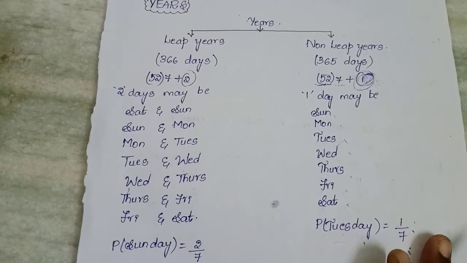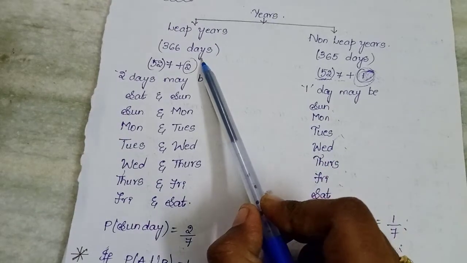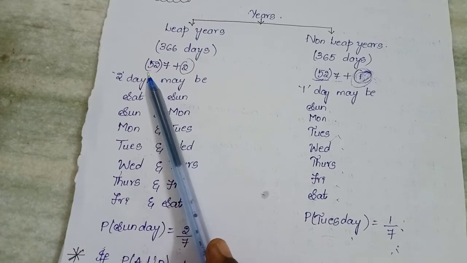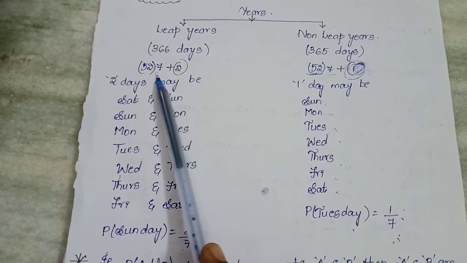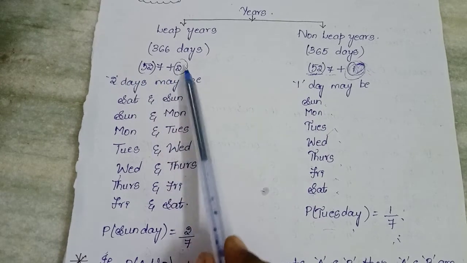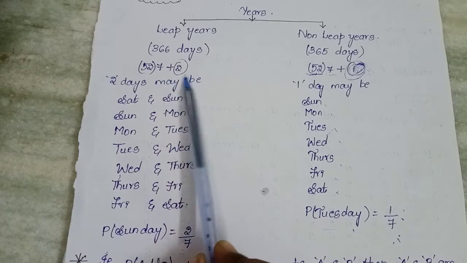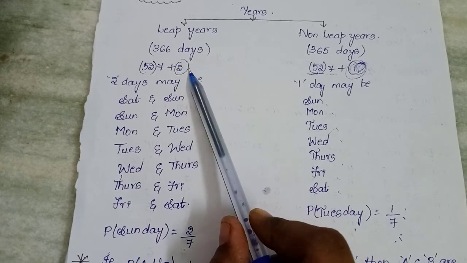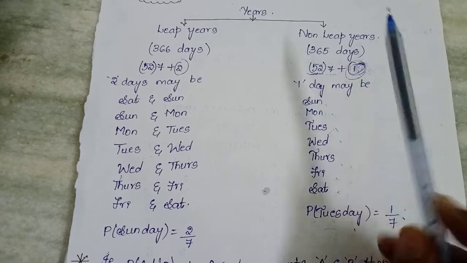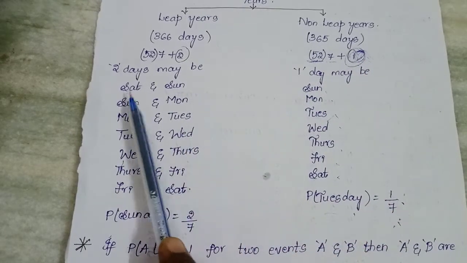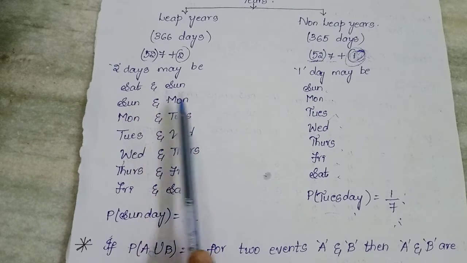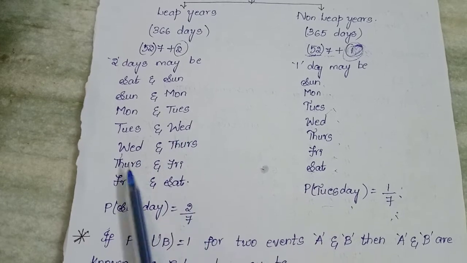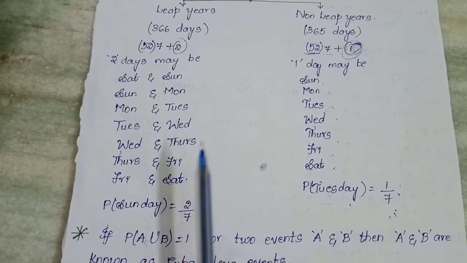And when it comes to leap years, we have 366 days, right? In that we have 52 weeks, and each week has 7 days. 52 weeks, 7 days, 364 plus 2 other days. Those 2 extra days are because of leap years. If it's not a leap year, then it will be only 1 day. And these 2 days may be Saturday and Sunday, Sunday and Monday, Monday and Tuesday, Tuesday and Wednesday, Wednesday and Thursday, Thursday and Friday, Friday and Saturday.